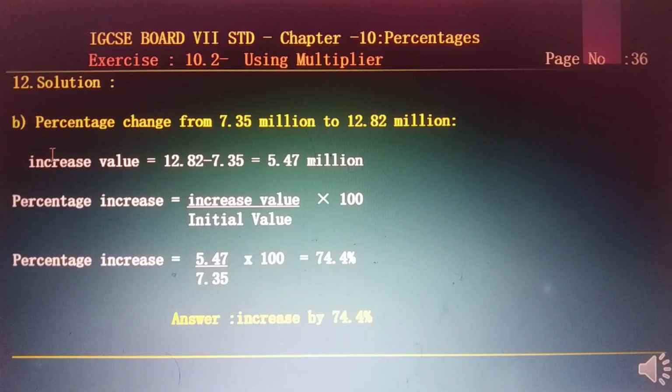Question number B, the percentage change from 7.35 million to 12.82 million. The higher value minus the lower value, that is the increase value. Finally we are getting 5.47 million. The percentage increase means increase value upon initial value into 100. Increase value 5.47 and initial value 7.35 into 100. 74.4%, increase by 74.4%. That is the final answer.